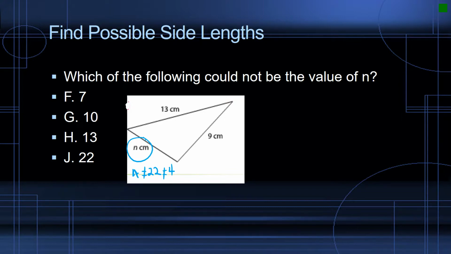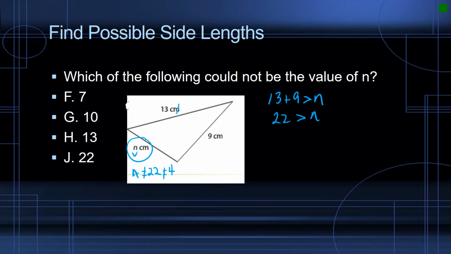Now, mathematically, what we need to do is go through a process to determine what the range of values is for this missing side length labeled n. So let's go about it this way. Well, this is similar to what we did in the previous example. 13 plus 9 is greater than n. 13 plus 9 is 22, so n has got to be less than 22.